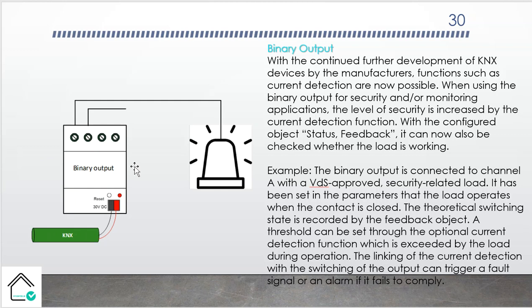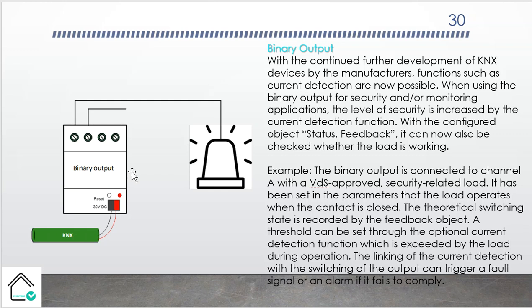the alarm is working. Example, the binary output is connected to the channel with a VdS approved security related load. It has been set in the parameters that the load operates when the contact is closed. The theoretical switching state is recorded. The feedback object, a threshold, can be set through the optional current detection function, which is exceeded by the load during the operation. Also, it is possible to use the relay actuator with the current detection.